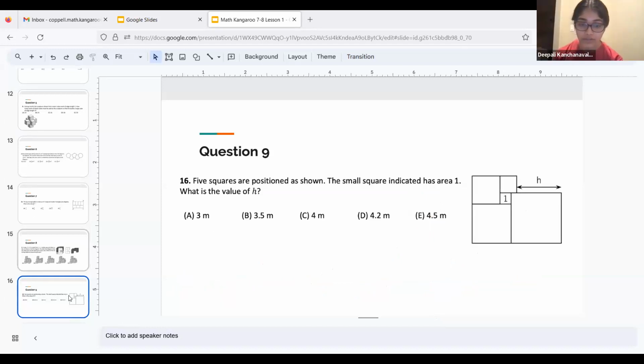Okay. 5 squares are positioned as shown. The small square indicated has area 1. What is the value of h? This one's tricky.